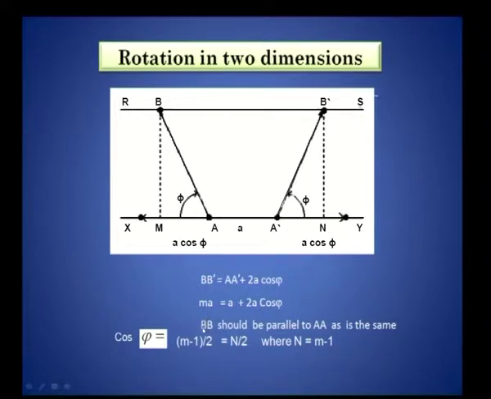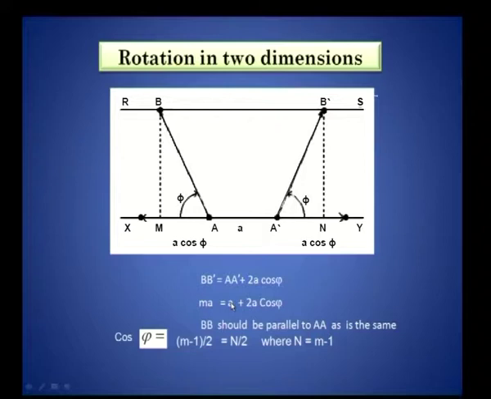So, B B prime should be parallel to A, that is what I told you just now, a very important point. Now, in 2 A cos phi you can cancel A throughout, A is common. 2 cos phi will be m minus 1, or cos phi will be m minus 1 by 2. M is an integer, so m minus 1 should again be an integer. Cos phi will be n by 2, where n is m minus 1, because m is an integer, n should also be an integer.